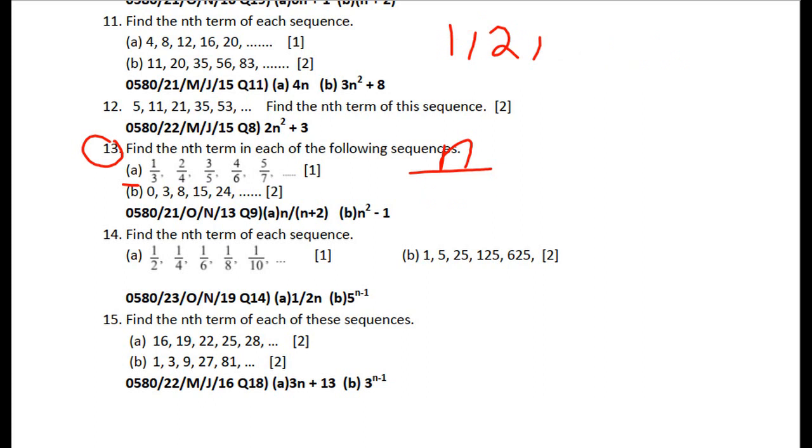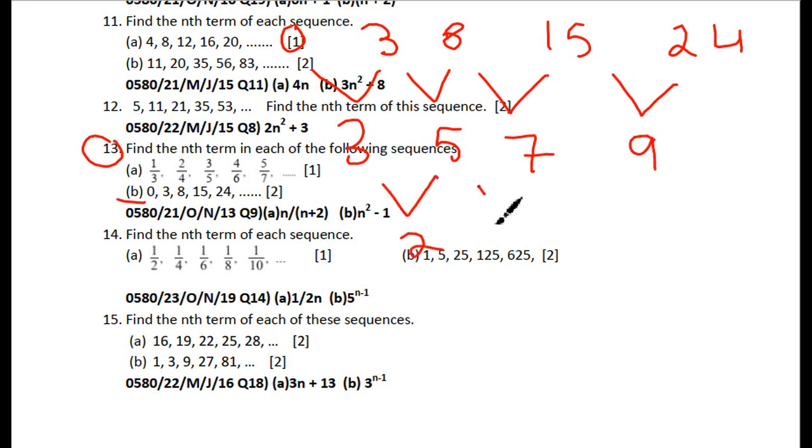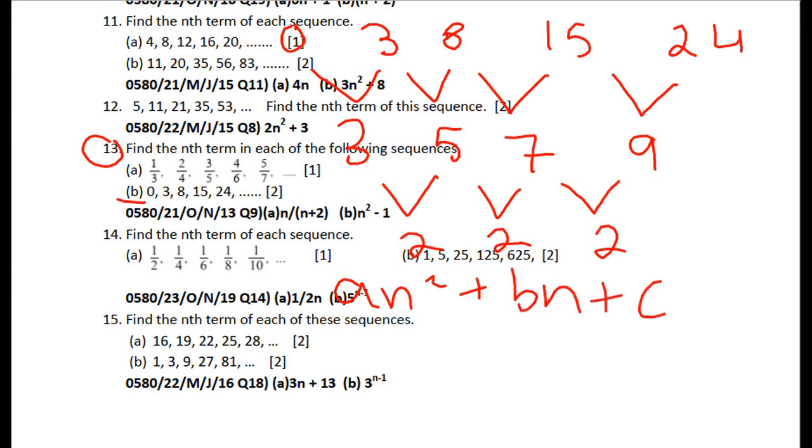Part B. Nth term for 0, 3, 8, 15, 24. The difference between these is 3, then 5, then 7, then 9. The difference between these is 2, 2, 2. So this is second level common difference, also called quadratic sequence, whose nth term is an square plus bn plus c. A is always this value divided by 2. So a is 1. So we get 1n square.